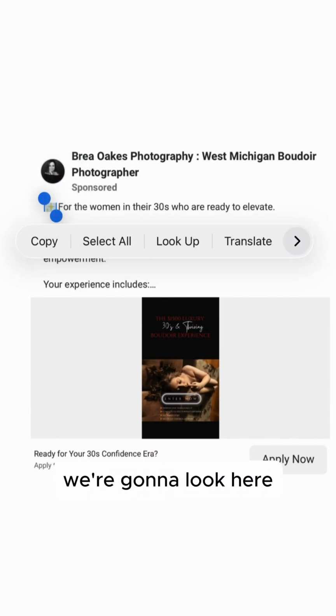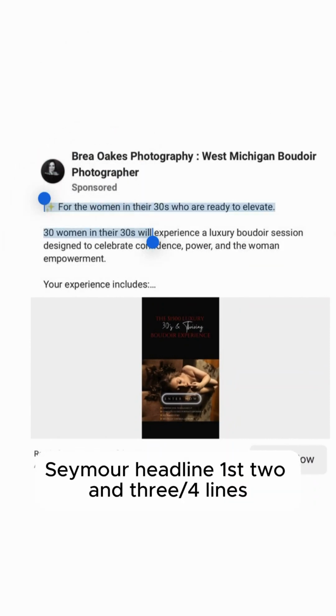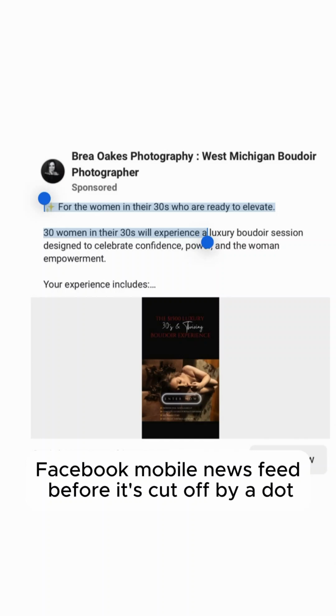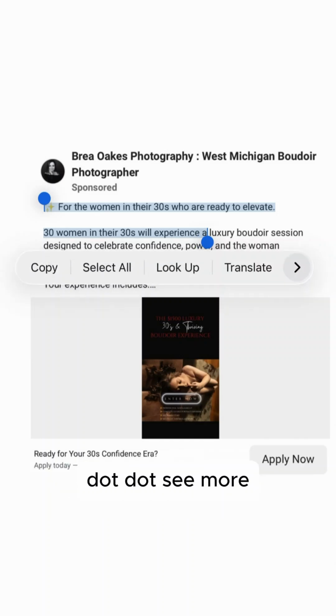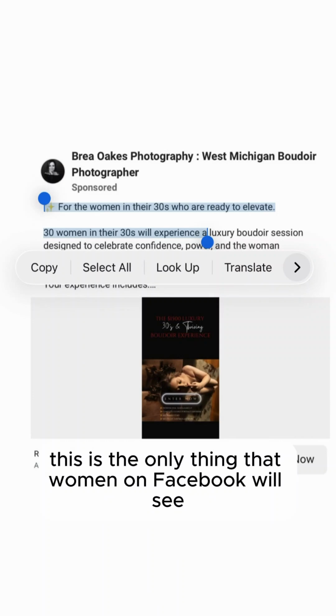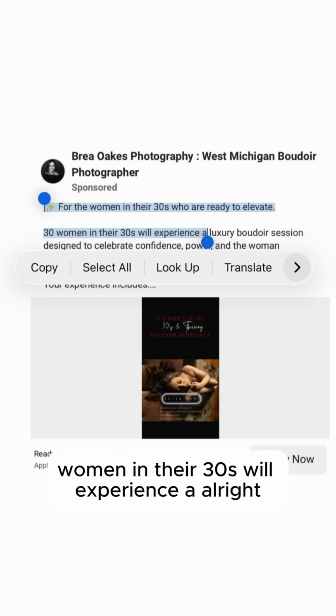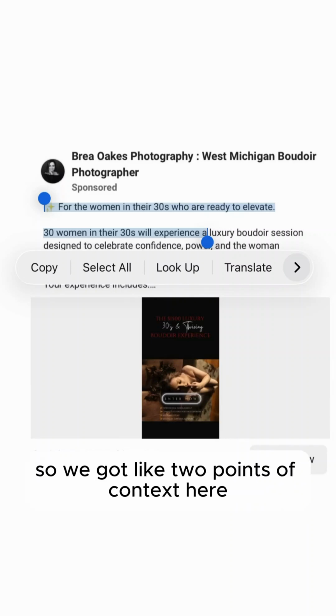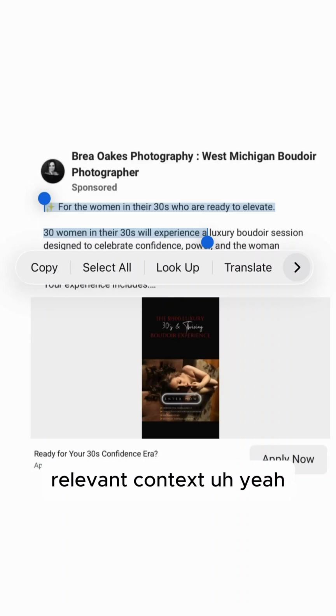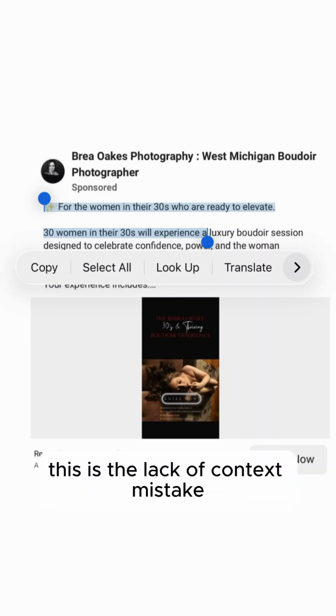Finally, we're going to look here. See more, headline first 2 3/4 lines, Facebook mobile newsfeed before it's cut off by a "See more." This is the only thing that women on Facebook will see. The only text. So, "for the women in their 30s who are ready to elevate, 30 women in their 30s will experience A." All right, so we've got like 2 points of context here, relevant context. Yeah, this is the lack of context mistake.